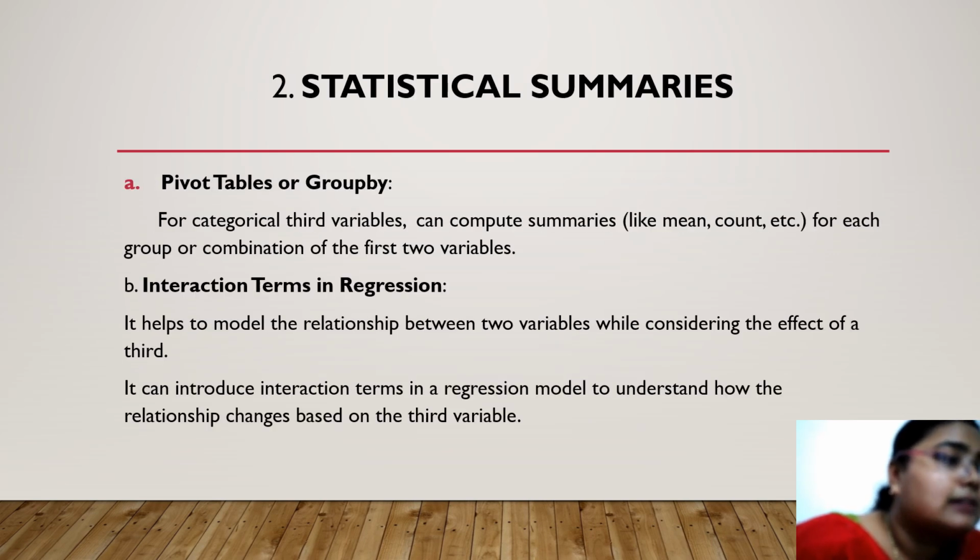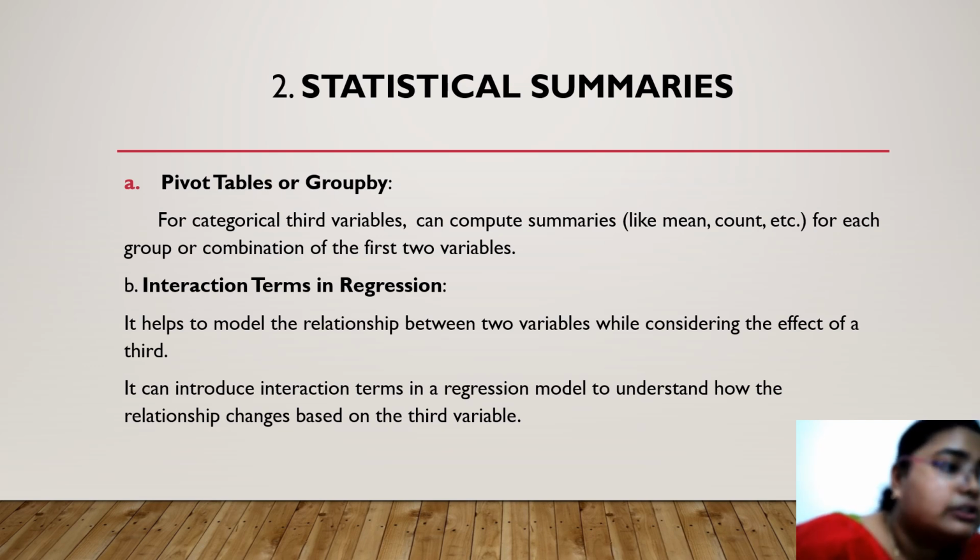Next is the statistical summaries. Now, statistical summaries means that we have to compute the summaries. For example, in the first point, it is like pivot table or group by. Pivot table means for categorical third variables, some calculations like mean, median, mode, or variances, these are all computed with the help of this group by method or pivot table for each group or combination of the first two variables.